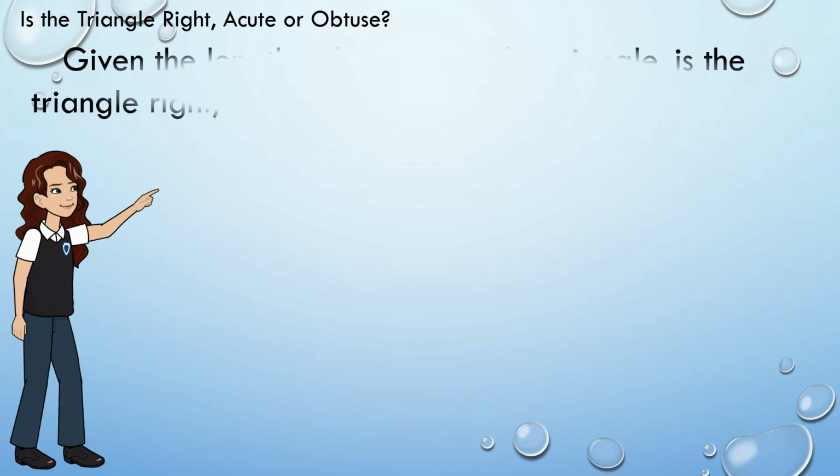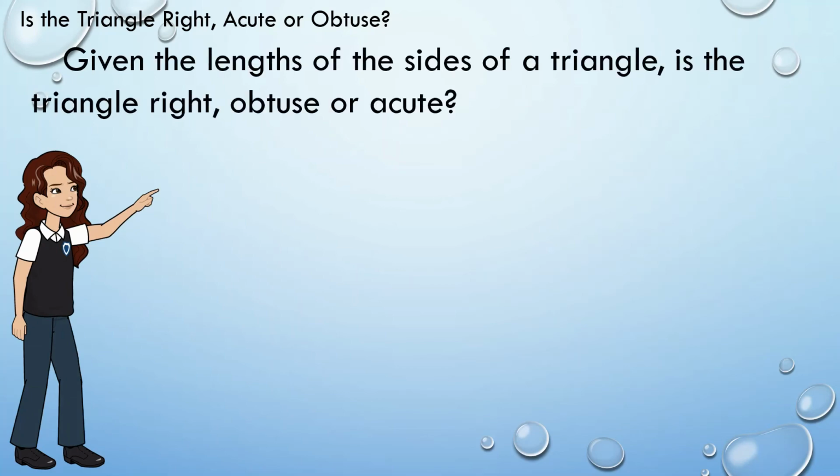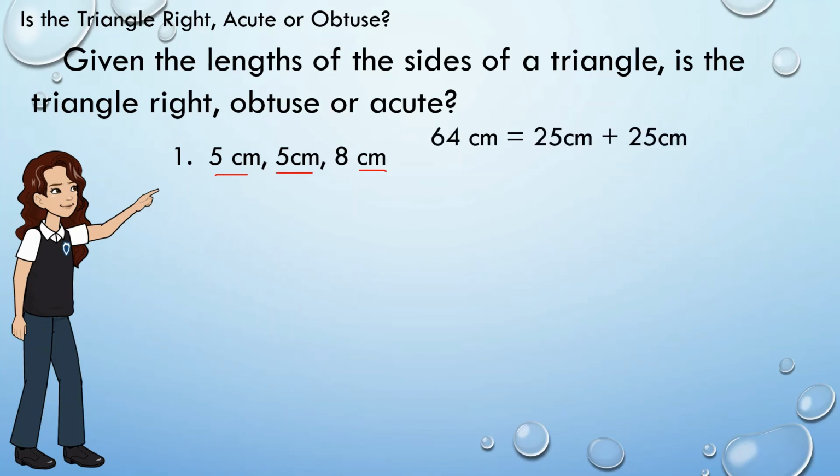Okay, we have here the exercises. Let us answer this now. Given the lengths of the sides of a triangle, is the triangle right, obtuse, or acute? So number 1. We have 5 centimeters, 5 centimeters, and 8 centimeters. Which is the longest side? The longest side is 8.